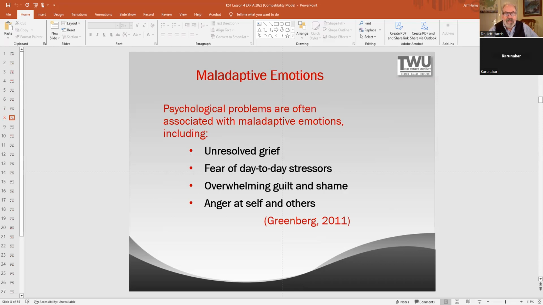So Greenberg suggests that psychological problems are often associated with one of four patterns of maladaptive emotions. So unresolved grief. So something sad has happened, but it's difficult to move past that grief. Fear of day-to-day stressors, so fear of things that aren't necessarily dangerous. Overwhelming guilt and shame is kind of a long-term pattern, and anger at self or others. So those are the maladaptive responses that we're going to see most frequently when we're working in psychotherapy.